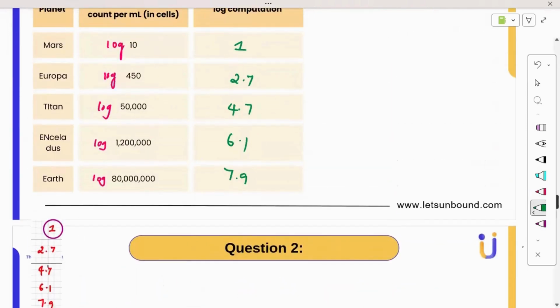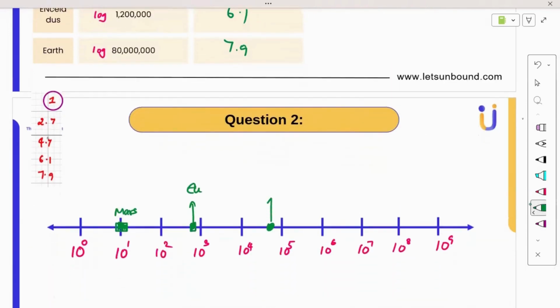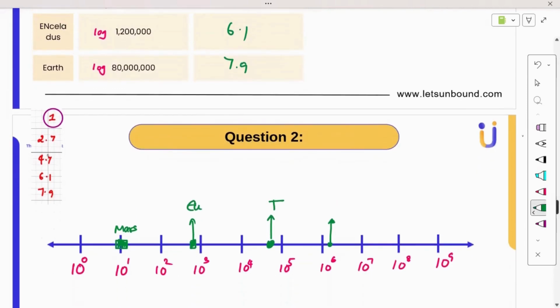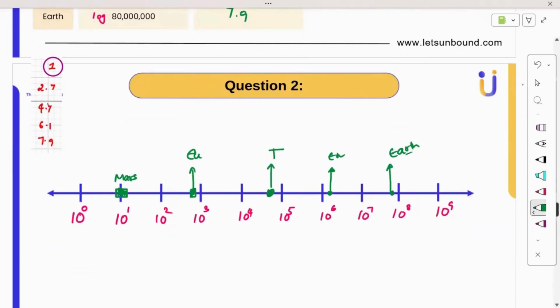This is planet Titan, so shape T. And 6.1 is close to 6, 10 power 6. And that is the planet Enceladus, okay, EN. And last one, 7.9, it's somewhere closer to 8, like 10 power 8. And it's our Earth, right? That's simple. This is how we will represent logarithmic scales.